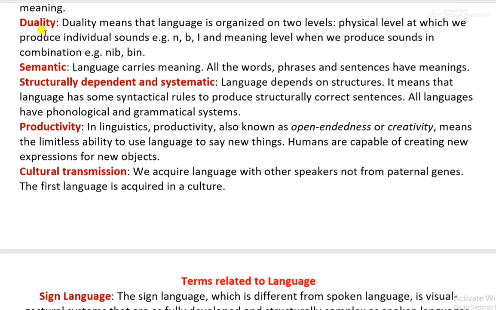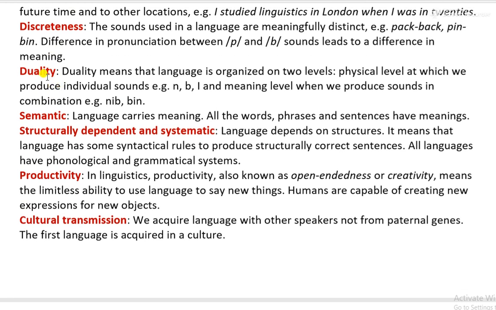Then we go to our next characteristic, duality. Duality means that language is organized on two levels. Physical level, at which we produce individual sounds, N, B, I, for example, and meaning level, when we produce sounds in combination, for example, nip, bin. Here we see language is organized on two levels. First one is physical level, second one is meaning level.